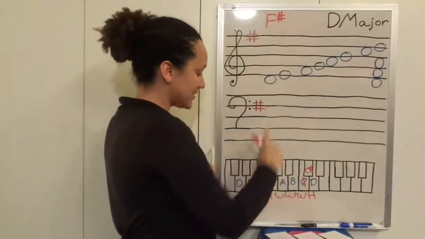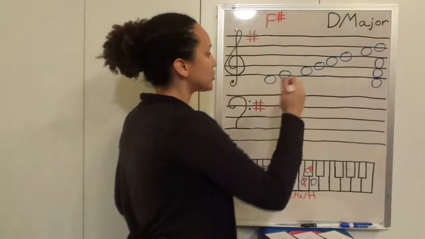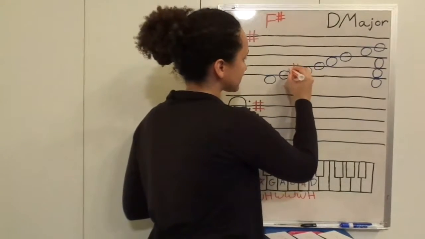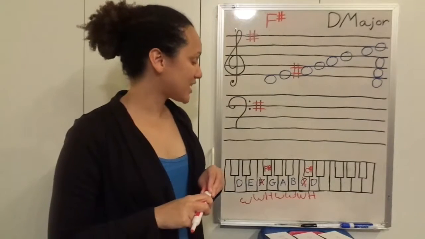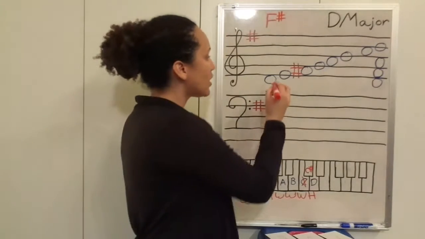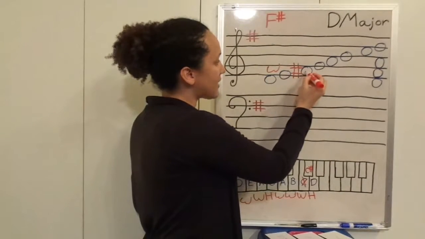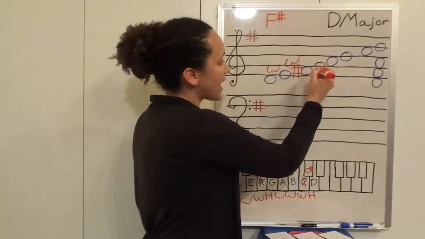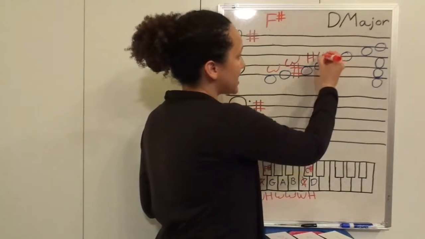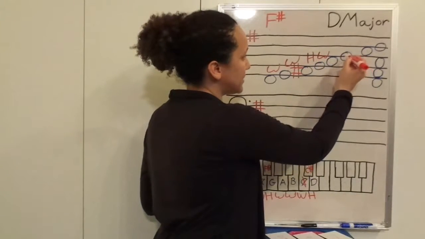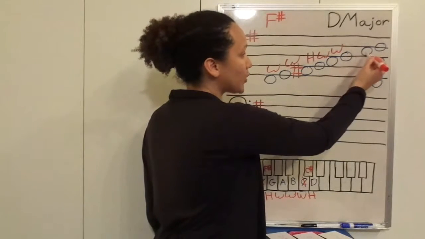First, let's add in the F sharp, since we do know that that comes from G major. So we're going to put it in here. There's our F sharp. Now we need our second sharp. So let's find it. D to E is whole step. E to F sharp is whole step. F sharp to G is half step. G to A is whole step. A to B is whole step. B to C is a half step, but we want a whole step there.